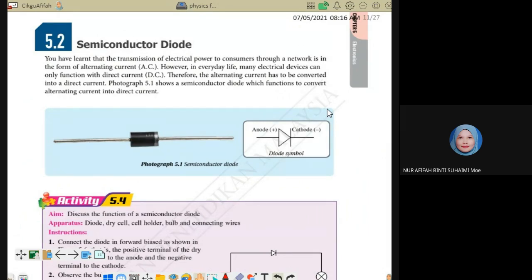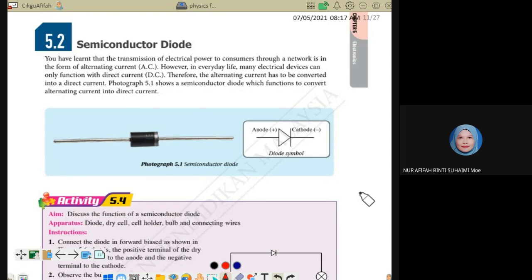Okay, but in your house there are too many electrical devices that only function with direct current. So banyak yang guna direct current. So therefore we need another electrical component to convert the alternating current to direct current. Okay, from alternating current to direct current.